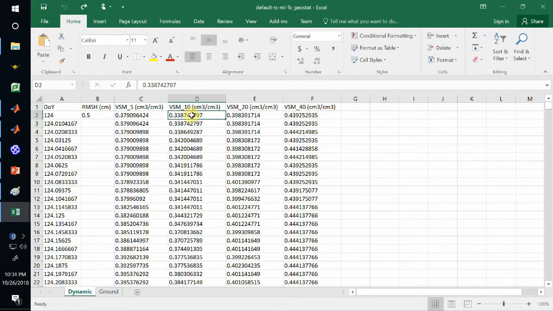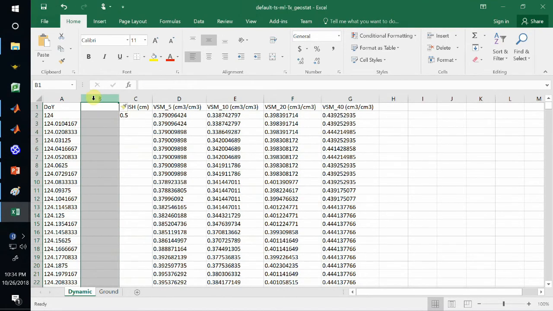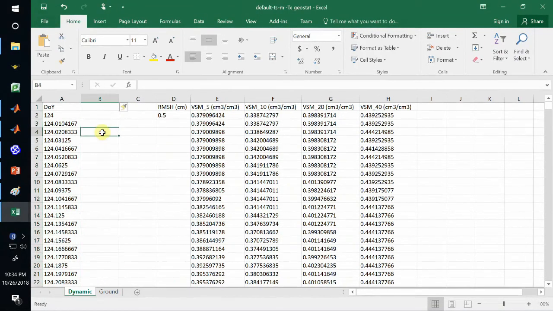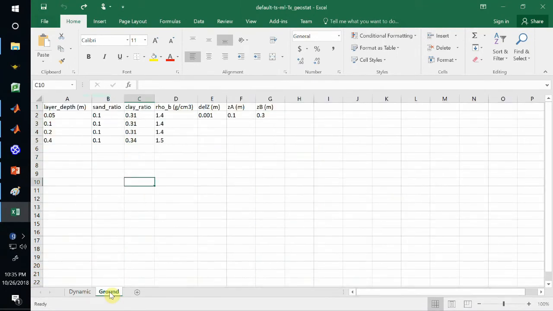But that's largely due to this being a geostationary satellite. If we did not have a geostationary satellite, we'd have two more columns right at these positions defining the theta and phi values for the orientation of your transmitter. So hopping over to the ground sheet, we have the layer depth. These correspond directly to the dynamic sheet.